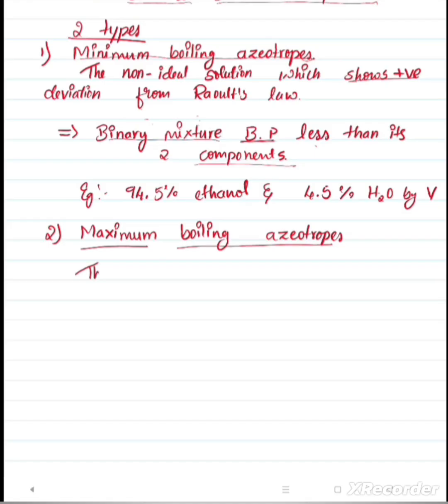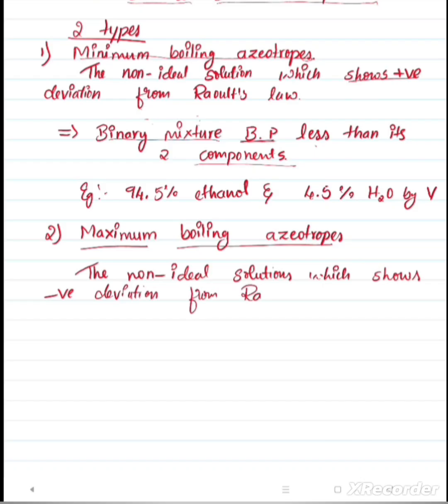Maximum boiling azeotropes means non-ideal solutions which show negative deviation. Maximum means negative, minimum means positive. Remember that one. Okay, negative deviation from Raoult's law.